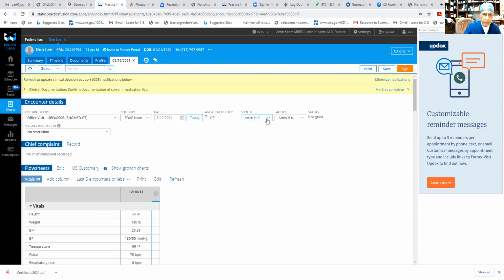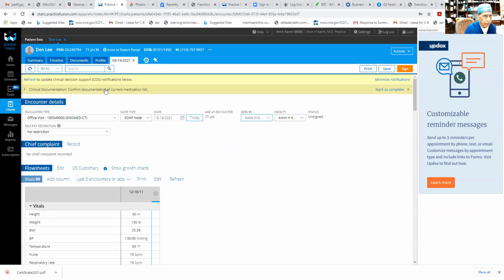But this seen by will vary. It might give any of these names of my employees and other people who have been here. Make sure you change this to Amin H. Karim because ultimately, if you put Amin H. Karim, then it will come into my box because I have to sign off on all the records that you write in the end. So if it doesn't say Amin H. Karim, it will not come into my record, into my box. So important to remember that.